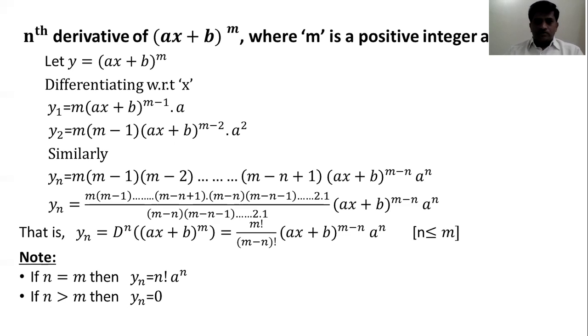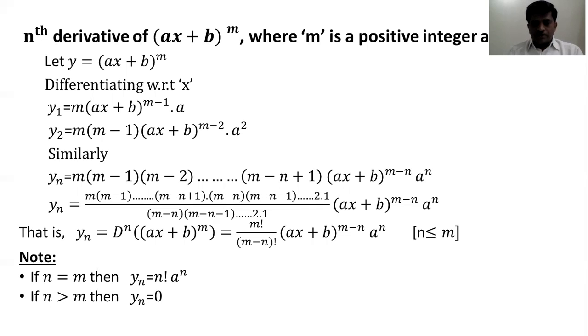Similarly, differentiating again, y1 becomes y2, then ax plus b power m minus 1 differentiation is m minus 1 into ax plus b power m minus 2 into a square. Similarly, proceeding like that, it gives the nth derivative yn is equal to m into m minus 1, so on, m minus n plus 1 into ax plus b power m minus n, a power n.